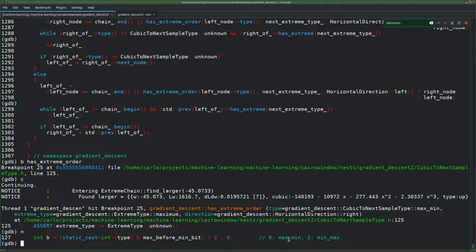Now it literally says here, if this is max min, then this must become 0. B means before. So this is true if the maximum is before the minimum. It should be. And the type is max min, so that is true. So this should be true. But then we get a 2. It says that it should be min max should give a 2. Yeah, what?